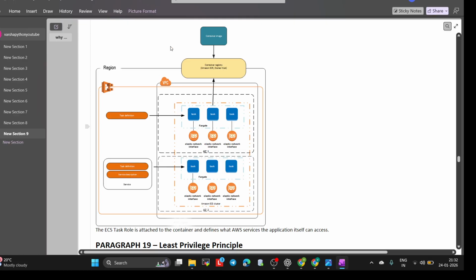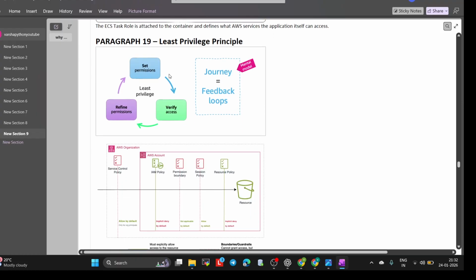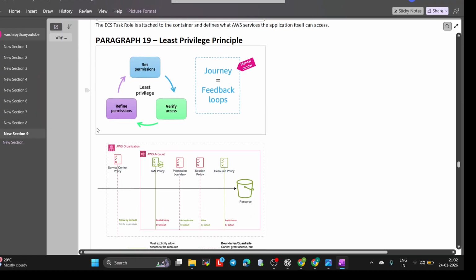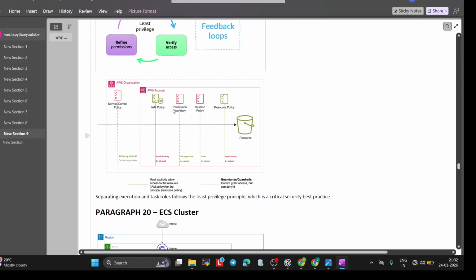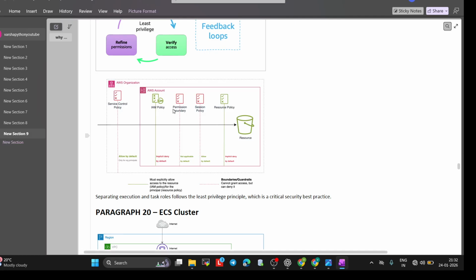Now, the least privilege principle. Set permission, verify access, refine permission, least privilege feedback, AWS organization security. Least privilege is a fundamental security concept used in all production-grade cloud architectures. Especially when working with ECS Fargate, the idea of least privilege means that every user, service, or application should have only the minimal permission required to perform its task and nothing more.